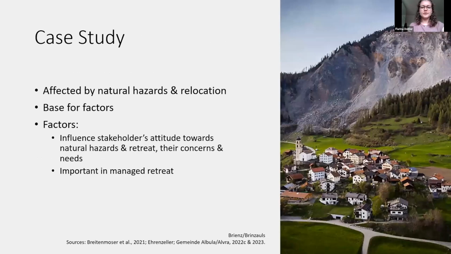The sites selected for the case study are or have all been affected by natural hazards, and relocation has occurred or might be occurring in the future. By analyzing these events and reports of these places, knowledge can be gained for the future. And this then served as a basis for the search of factors that are influencing the stakeholders' attitude towards natural hazards and retreat, and show their concerns and needs. These can then be integrated into the decision-making process of relocation.